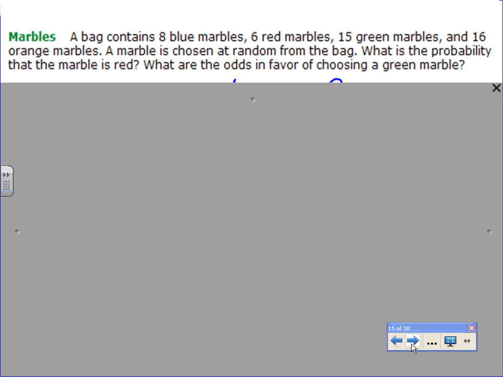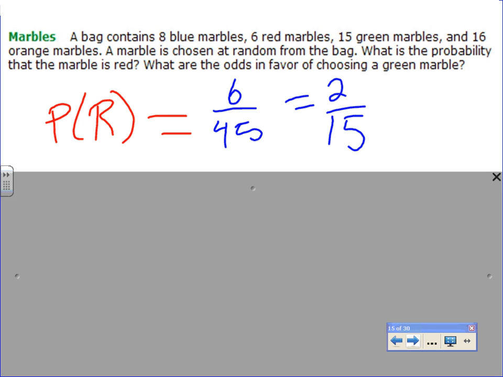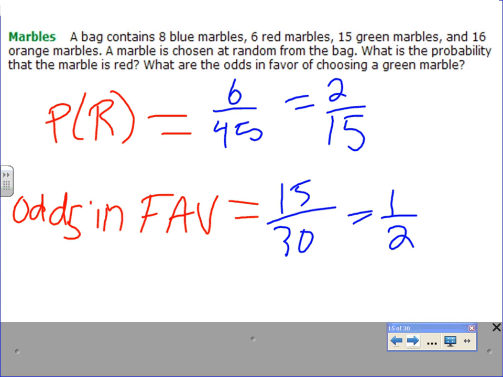Josh, those both need fixed. Okay. Good job. Okay, part A, which is the regular probability, should be 6 over 45, which reduces to 2 over 15. Part B should be 15 over 30, which reduces to 1/2. Questions for me on either of those?